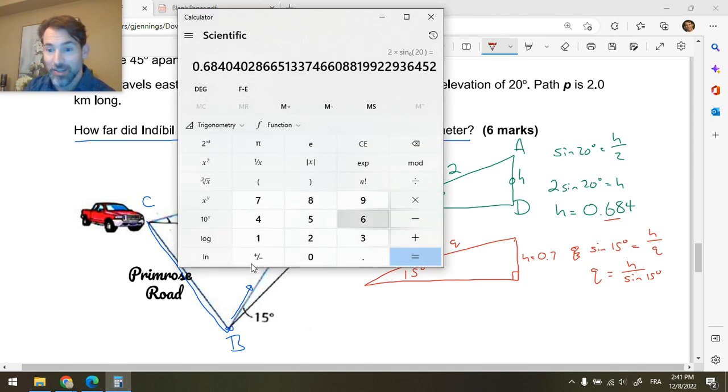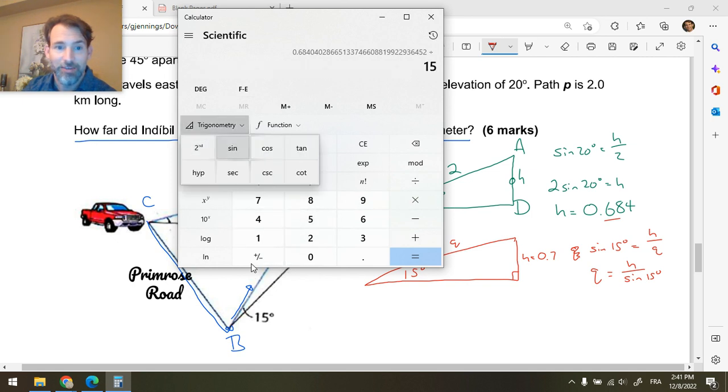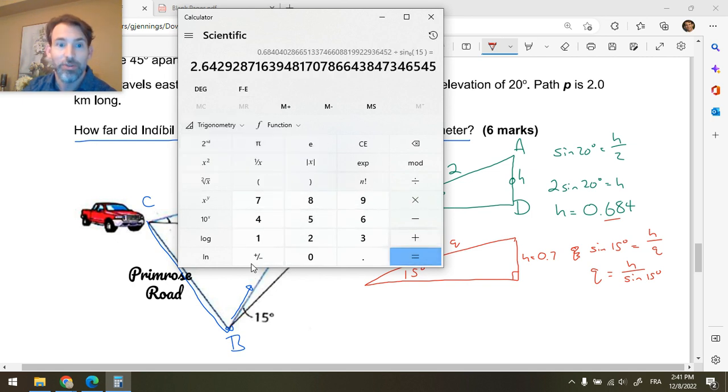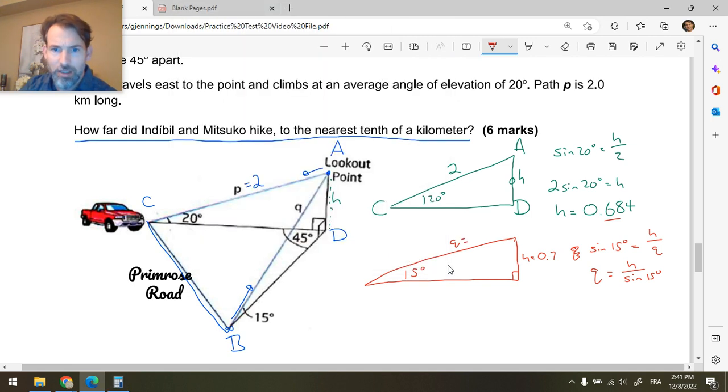This is H, it's still on my calculator. I'm going to divide that by sine of 15 degrees, and that equals 2.64. So that's quite a bit longer than the other one. Q is equal to 2.64. That's plenty of detail. 2.64 for Q. All right, great.